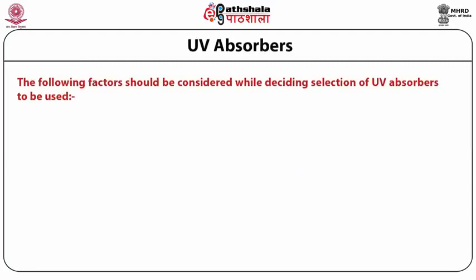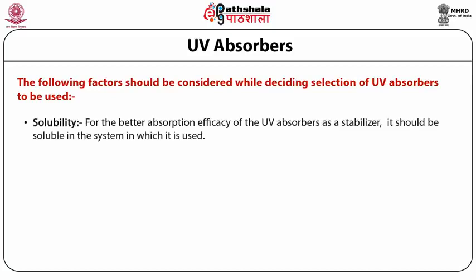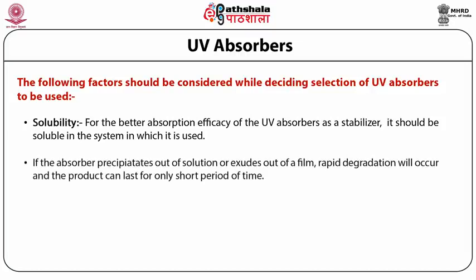The following factors should be considered while deciding the selection of UV absorbers to be used. The first is solubility. For the better absorption efficacy of UV absorbers as a stabilizer, it should be soluble in the system in which it is used. If the absorber precipitates out of solution or exudates out of a film, rapid degradation will occur and the product can last for only short periods of time. If it is soluble, it can last for longer periods of time without decomposition.